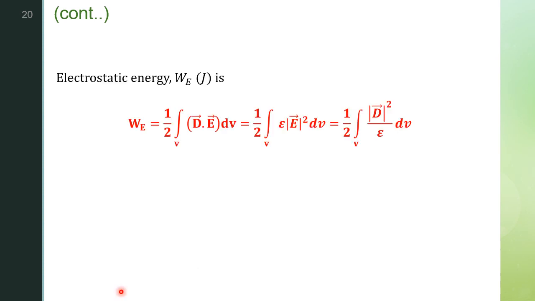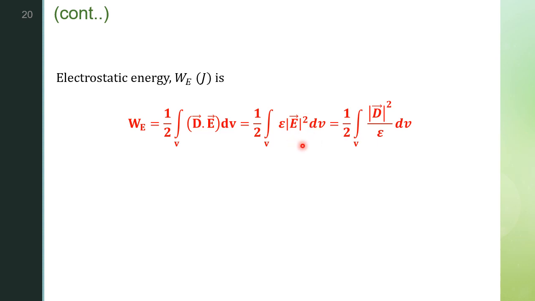Therefore, the electrostatic energy in joules, that is W_E in joules, is given by half integral over volume D dot E dV. Now, if you consider this D, we can substitute it as epsilon E. So, epsilon E dot E. E dot E means we are taking the dot product between the same vectors, so you'll get the magnitude of E squared. So it can be replaced as half integral over volume epsilon magnitude of E squared dV.